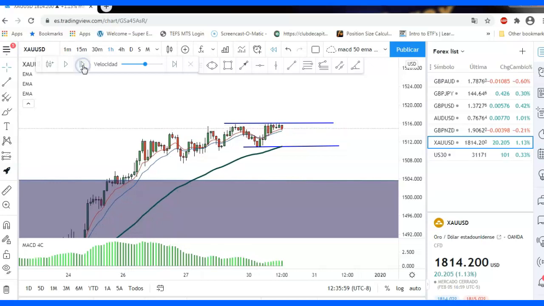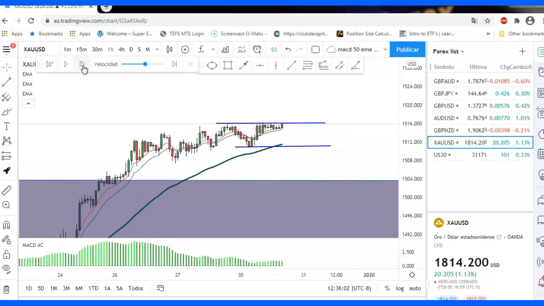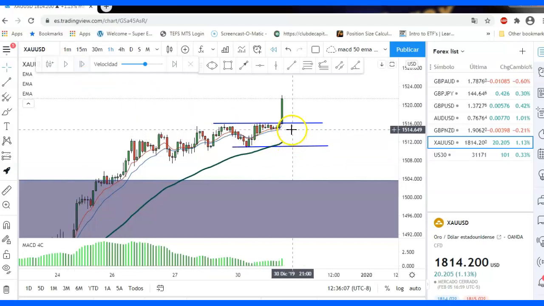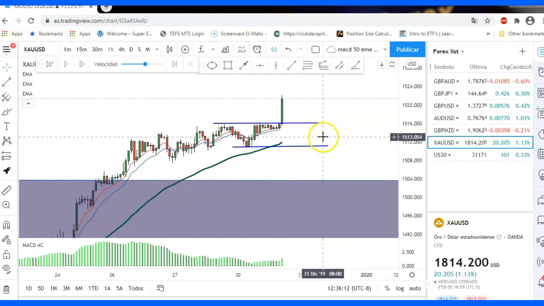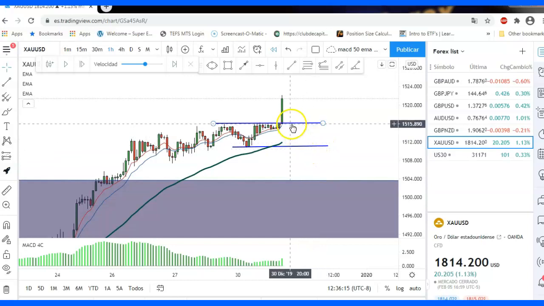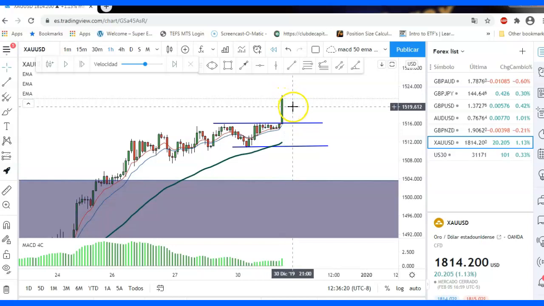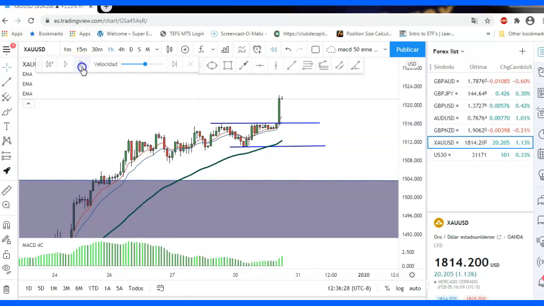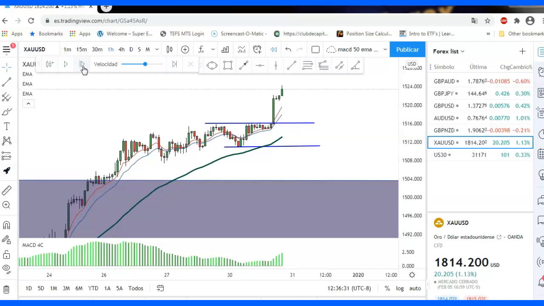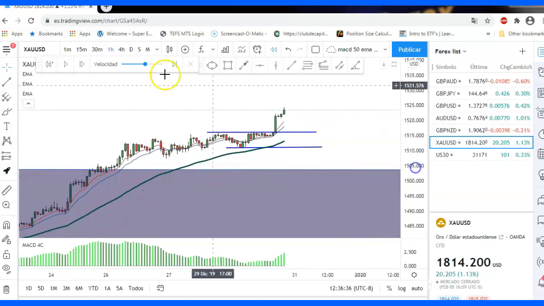Okay, so we see that the market is disrespecting that ceiling, that resistance, and boom, the market breaks. What I'm going to wait for now is a significant retracement. If I see the market start retracing, I'm going to put my Fibo, my Fibonacci, right there. Let me play a couple more. Okay, I don't see a retracement. Let me keep going.